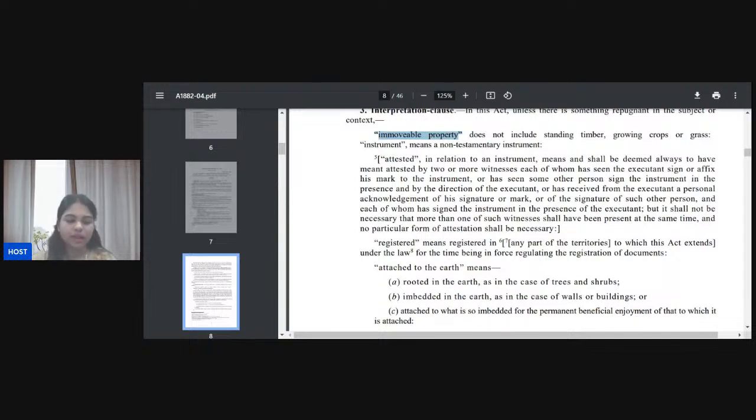Benefits to arise out of land is also immovable property, and things attached to earth is also immovable property. So section 3 of the TP Act has to be read with section 4 of the General Clauses Act in order to get a complete meaning of immovable property.